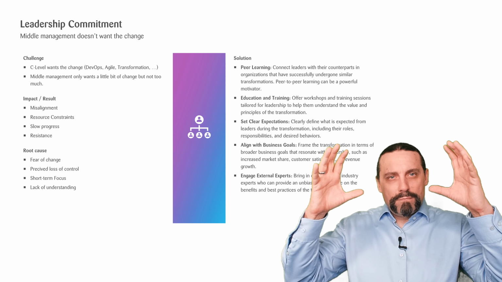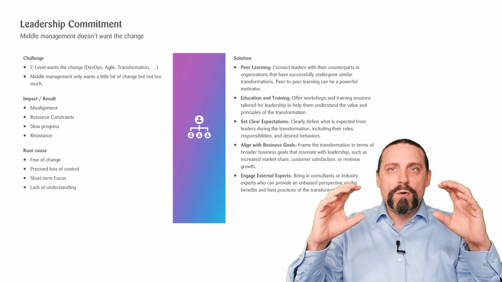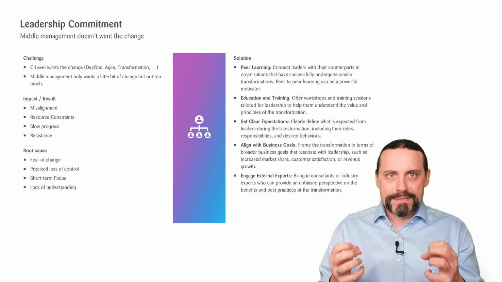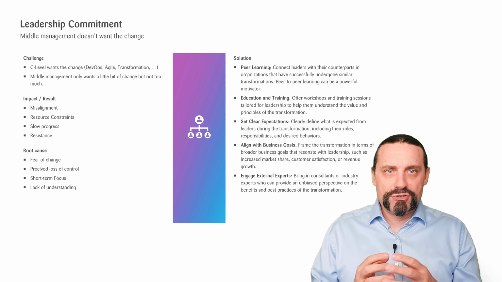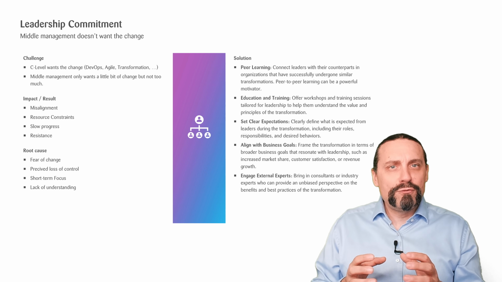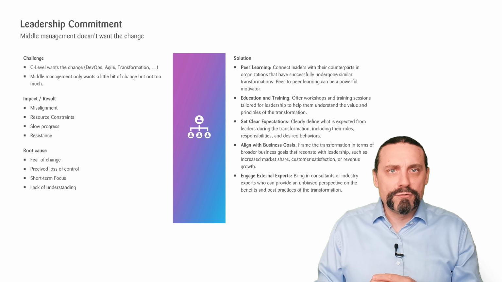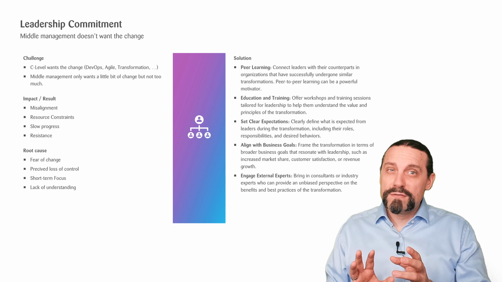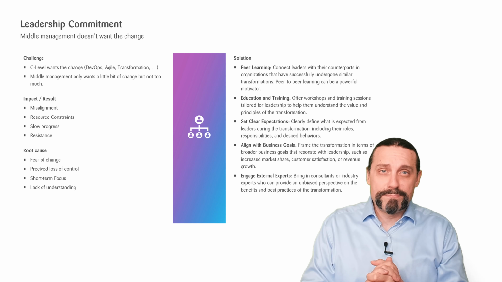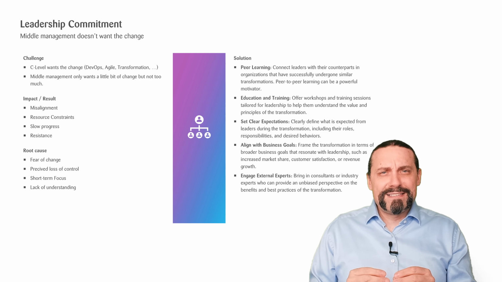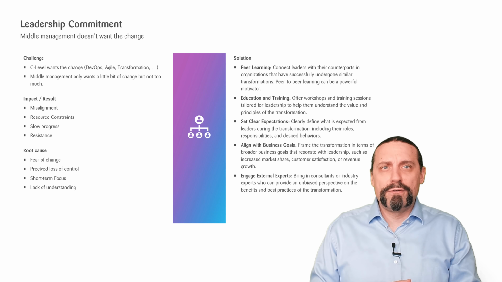The next lesson learned is about leadership commitment. So before we were on the top management, now we go one level down to the middle management. So in that case, the C-level has the sense of urgency and wants to have the change. But the middle management likes it how it is right now. They want to have the status quo. They don't want to change. So in that case, you will get a lot of misalignment. You also will encounter some resource constraints because the resources will not be given. You will also have a very slow progress and a lot of resistance, especially from the management.